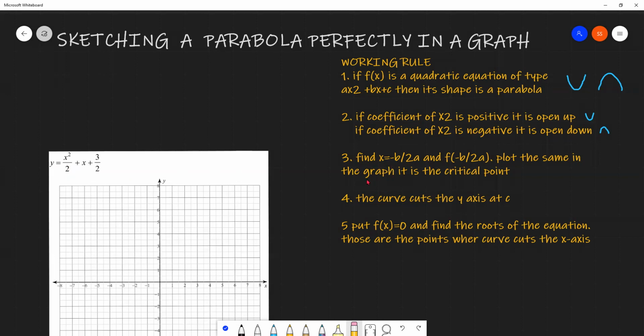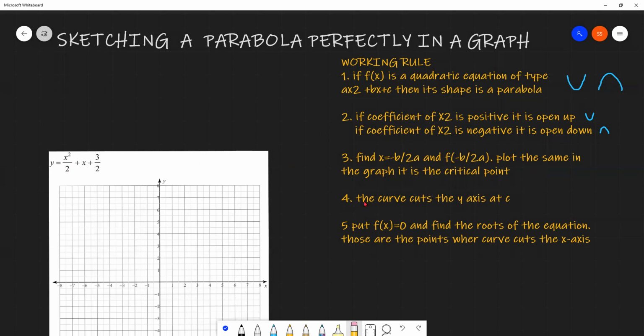First, what you have to do is find the critical point. To find the critical point, find x equal to minus b by 2a. So in this equation, you have to find minus b by 2a, and also find the function of minus b by 2a. That is, you have to substitute the value of x equal to minus b by 2a in this equation and find y. So plot the same in the graph. This is called the critical point.